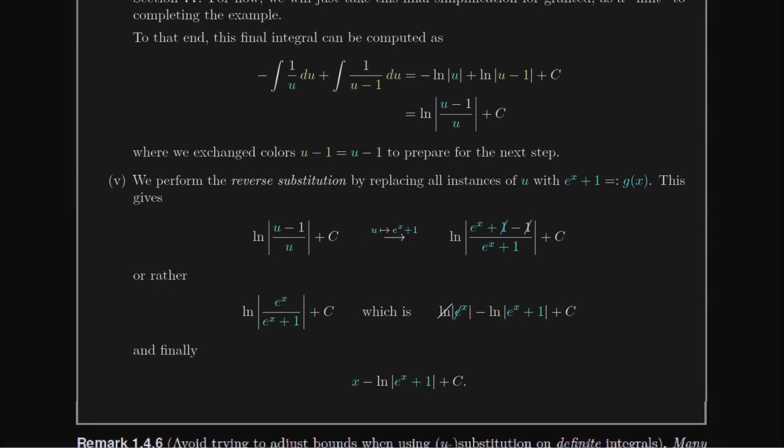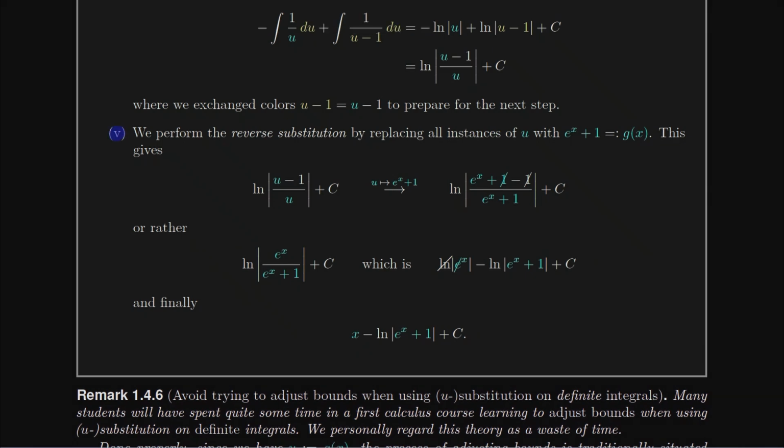Now, the reason I've combined those is because they end up simplifying in step 5, where I replace all instances of u with its original definition, e to the x plus 1. So I'm just going to replace both this u and that u with e to the x plus 1. There and there, e to the x plus 1. What do I get in my numerator? Well, the plus 1 and the minus 1 cancel. The denominator remains as a plus 1, and so we end up with log of e to the x over e to the x plus 1.